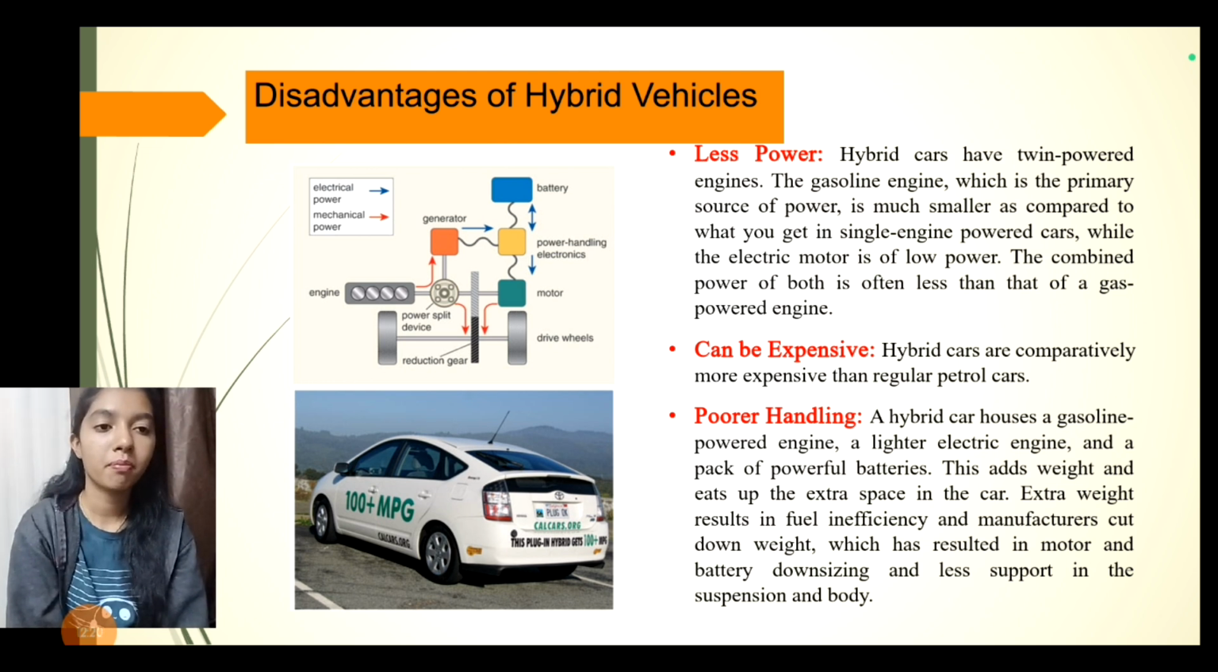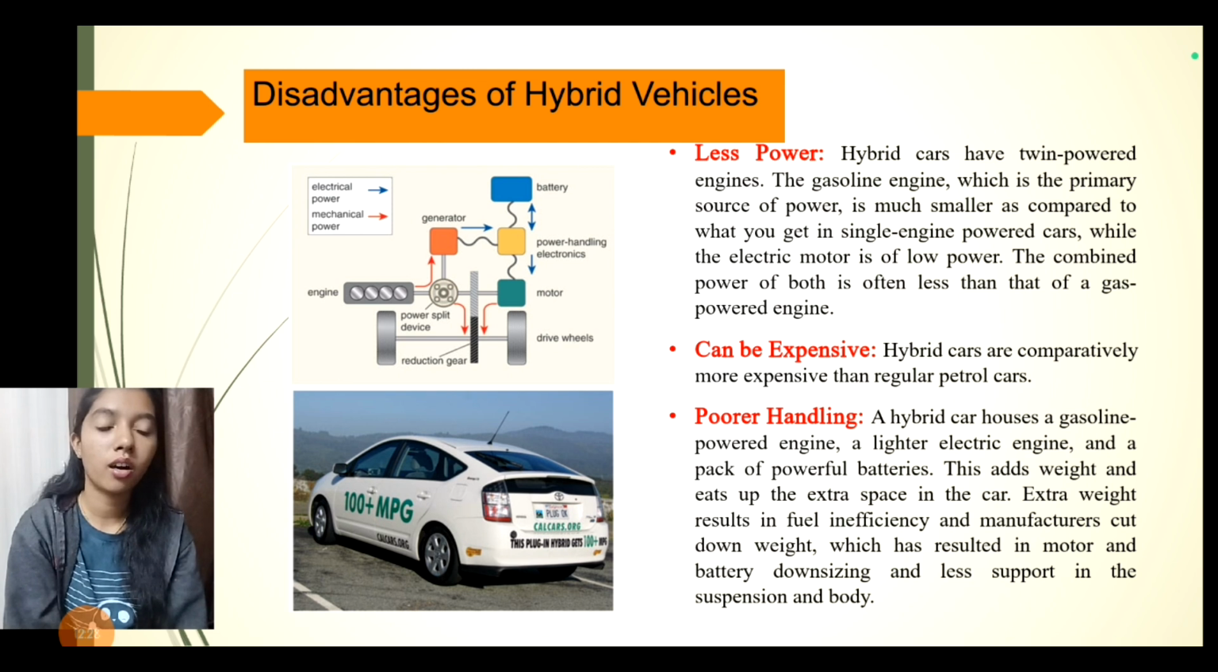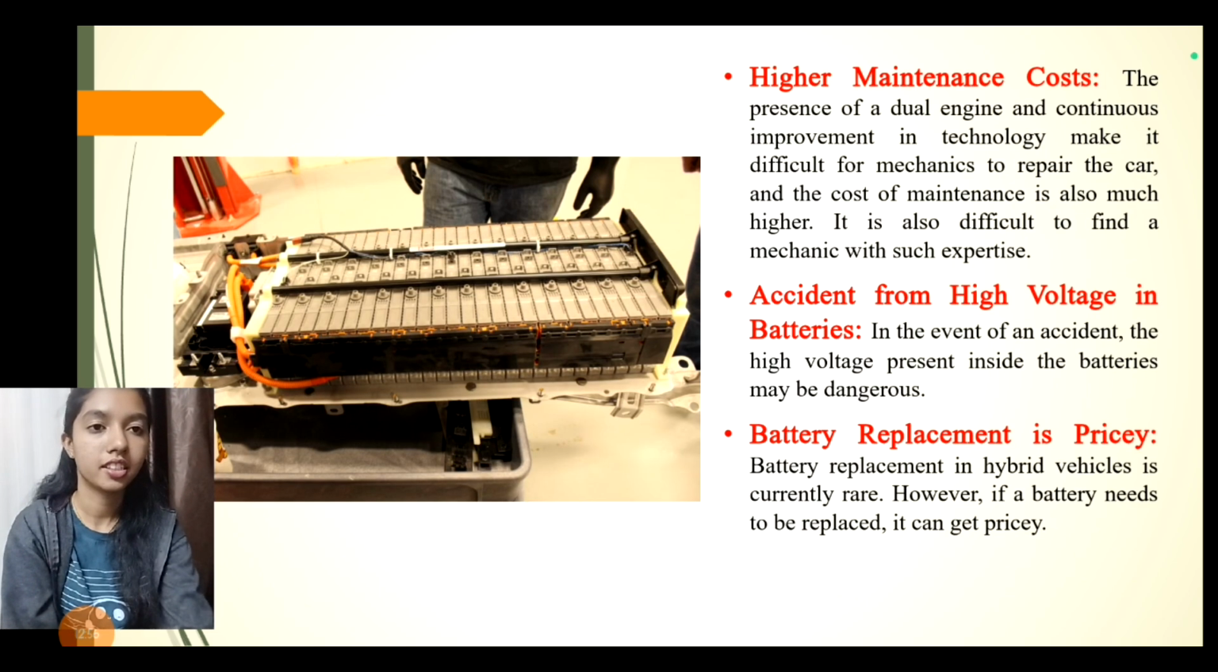Can be expensive. Hybrid cars are comparatively more expensive than regular petrol cars. Poorer handling. A hybrid car houses a gasoline powered engine, a lighter electric engine, and a pack of powerful batteries. This adds weight and eats up the extra space in the car. Extra weight results in fuel inefficiency, and manufacturers cut down weight, which has resulted in motor and battery downsizing and less support in the suspension and body.